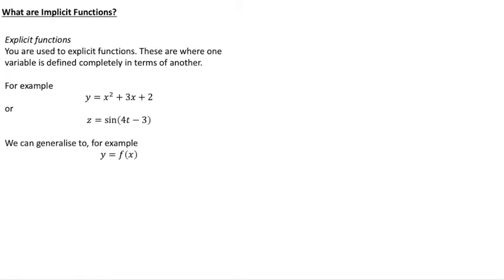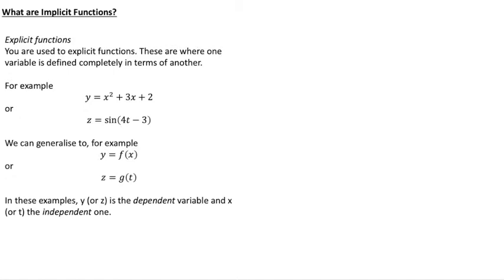And if we generalize this, the first one is an example of a y equals f of x function, and the second one is an example of a z equals g of t. So z is a function of t. And in these examples, y or z are both dependent variables, and x is the independent variable in y equals f of x, and t is the independent one in z equals g of t.